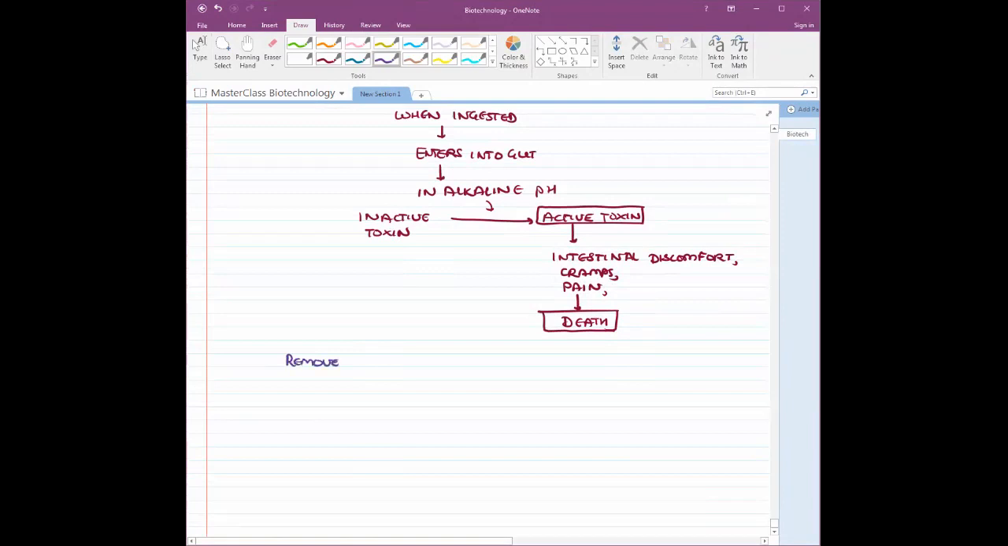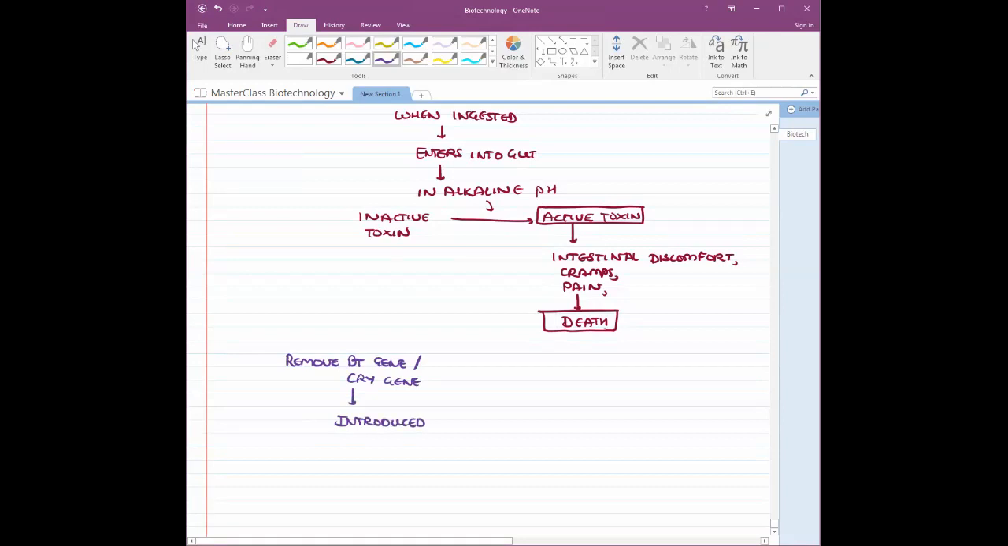We know that this Bt gene is important. So we remove the Bt gene. If you want to be more specific, you can also call it the cry gene. So you remove the Bt gene and now you are going to introduce it into the plants, just like our normal way.